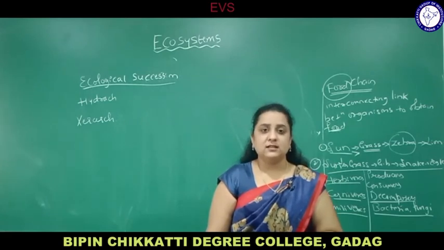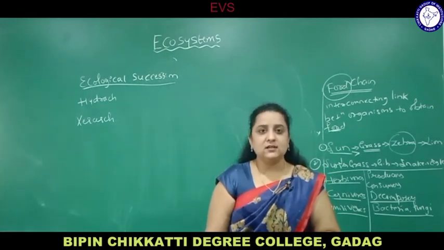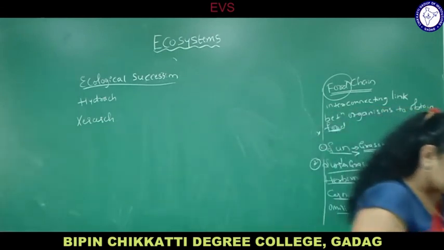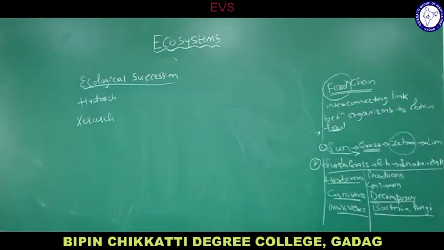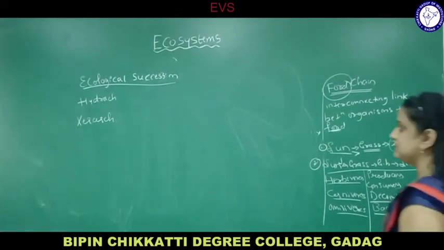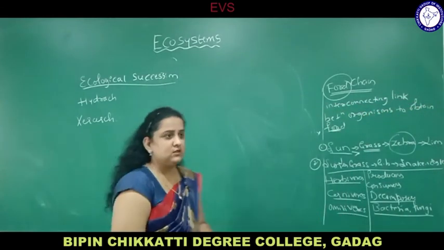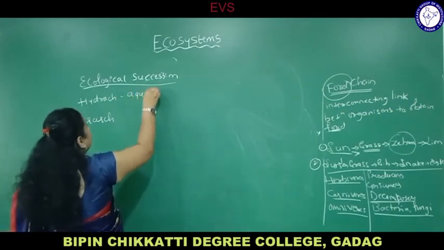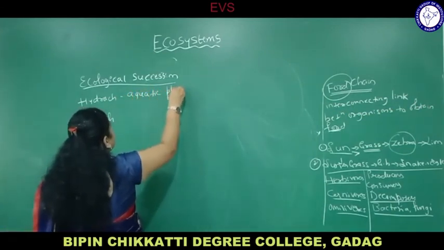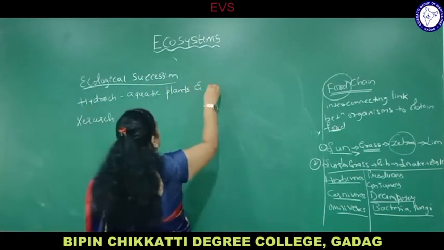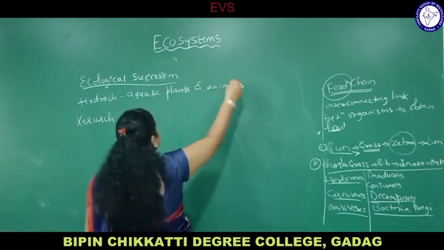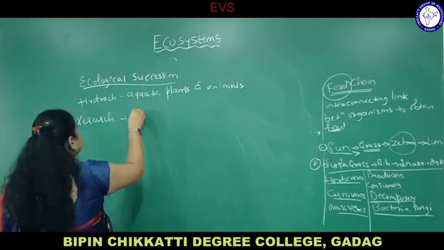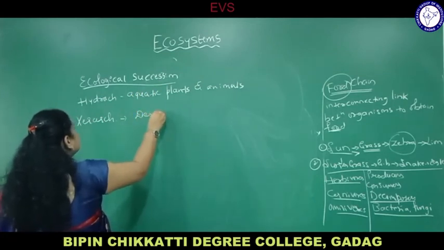They form xerarch succession, hydrarch and xerarch succession. You already studied that in your PUC classes. Hydrarch means the aquatic plants and animals, and xerarch means terrestrial, especially desert ones. They are adapted to desert life. Hydrarch are aquatic plants and animals, and xerarch are those living in deserts.